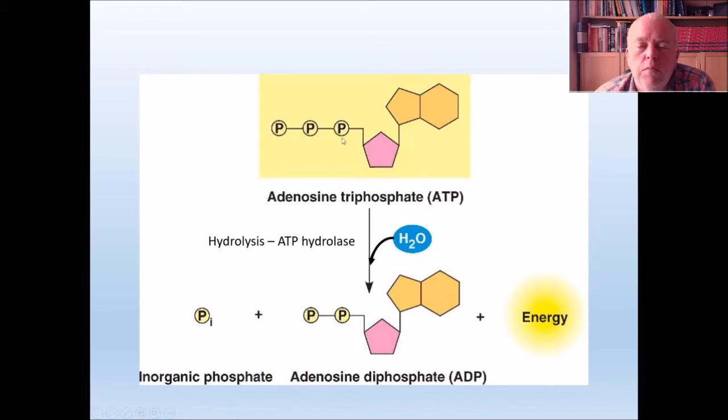That's how we can break ATP down to form ADP, adenosine diphosphate, and this inorganic phosphate molecule. And when we form ADP plus that phosphate, we've released that energy. And that energy is then available to be used in the cell for a variety of other processes.